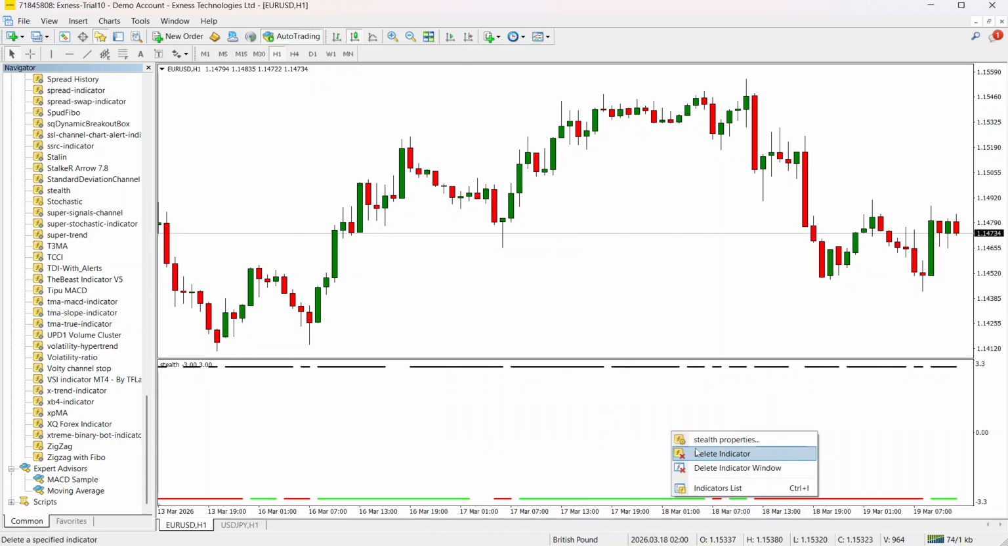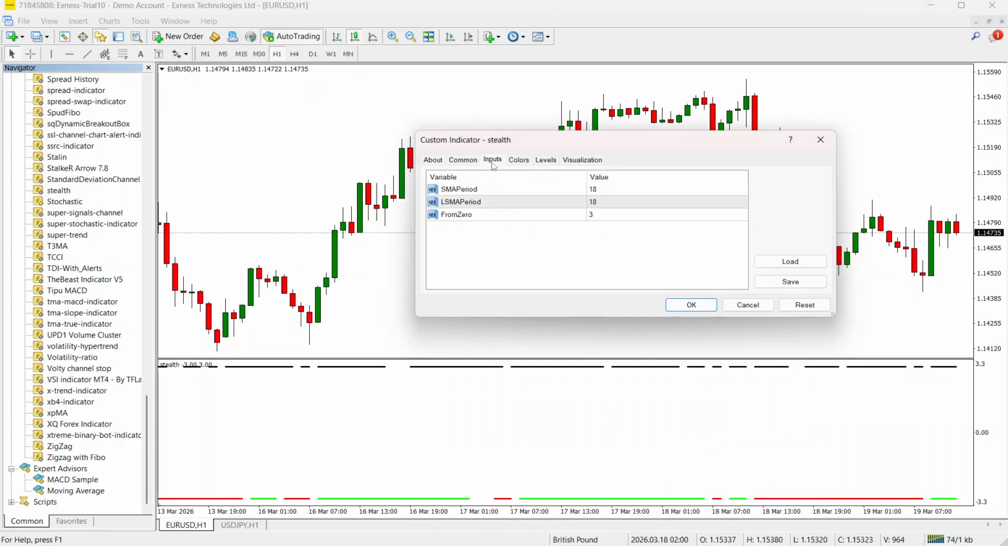Now, if we move over to its settings, we have the SMA period and LSMA period, which control the smoothing, or how much data is used to determine trend and momentum, influencing how responsive or slow the indicator is. Now, this allows you to fine tune how easily the stealth indicator flips between bullish and bearish states, adapting it to different time frames and volatility conditions.